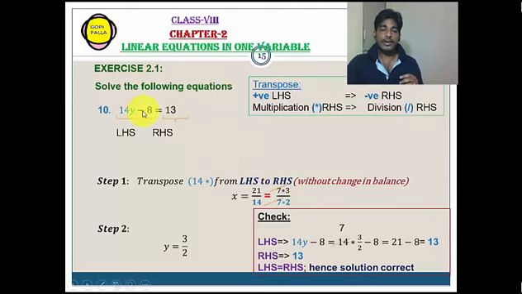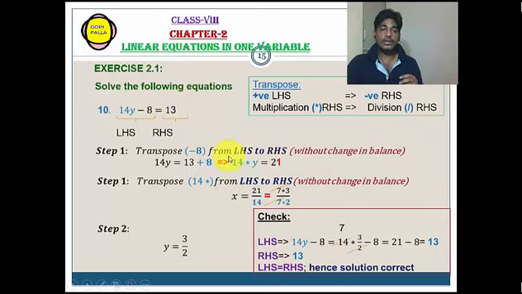Here the first step is to move minus 8 to that side, so 4y is equals to 13 minus 8. If you go from left hand side to right hand side, it will become positive as per the transpose concept. So 4y is equals to 13 plus 8, so 4y is equals to 21.